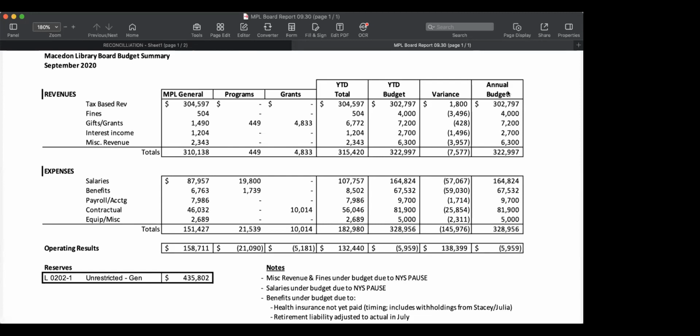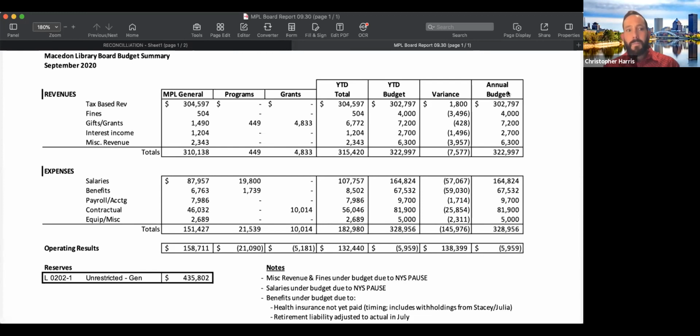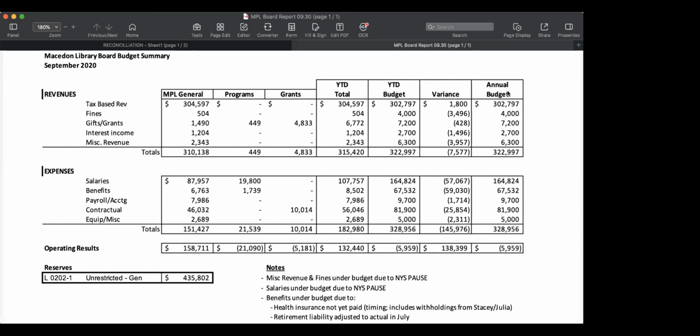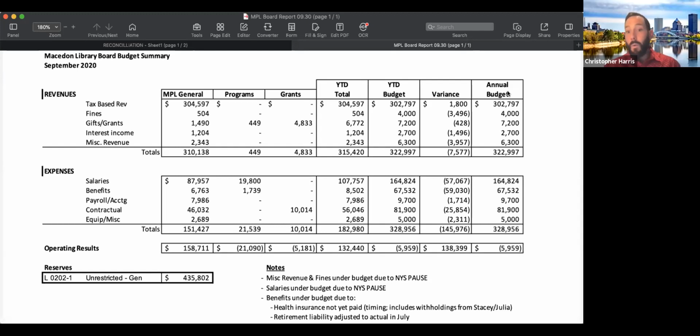Fines, clearly we made this budget before COVID. Same thing with the miscellaneous revenue. We made that budget based on a lot of activity and a lot of foot traffic in the library, and now we don't really have any. But that being said, Stacy continues to do a really great job with gifts and grants. So even being that close in the current environment, kudos to you, Stacy, for always finding ways to get grants coming in for what the library is doing. I think that's great.